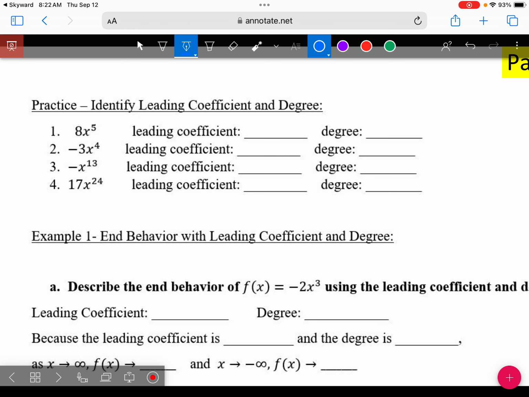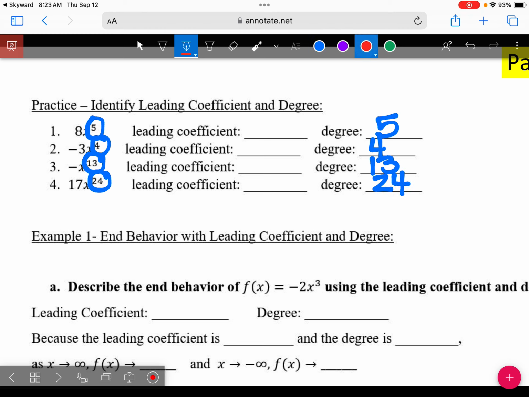The first thing we're going to do is figure out what our leading coefficient and our degree are. Remember, the degree is your highest exponent. So I'm going to circle your exponents. All these numbers that you see circled, those are your degrees. So go ahead and fill those in. The first one has a degree of 5. What's the degree of number 2? 4. What's your degree for number 3? 13.